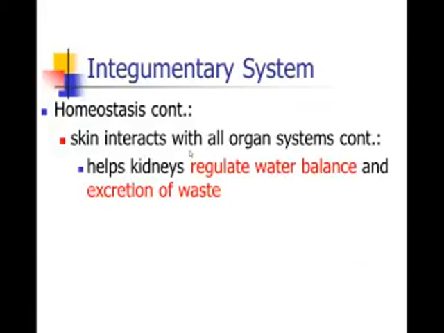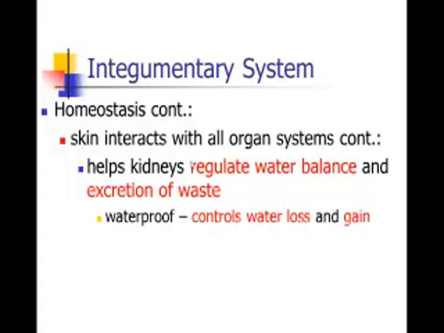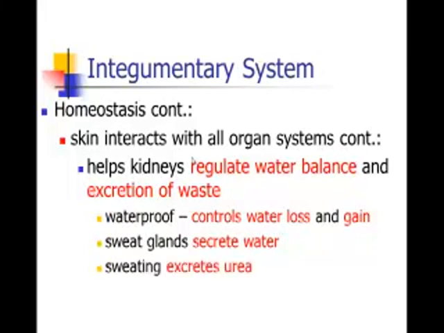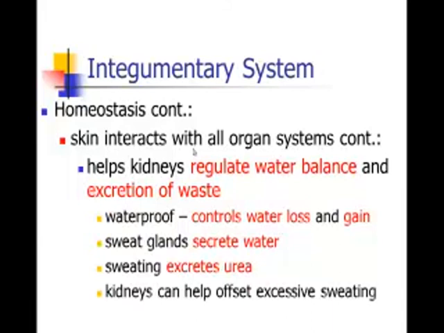The kidneys are going to help by regulating water balance and the excretion of nitrogenous waste. Also, the fact that our skin is waterproof basically controls the water loss or gain at the surface. The sweat glands are going to secrete water. Remember, that secretion is beneficial because it helps us thermoregulate. The sweating also excretes urea, although as I mentioned before, that's not how we regulate urea concentrations. That's regulated by the kidneys.